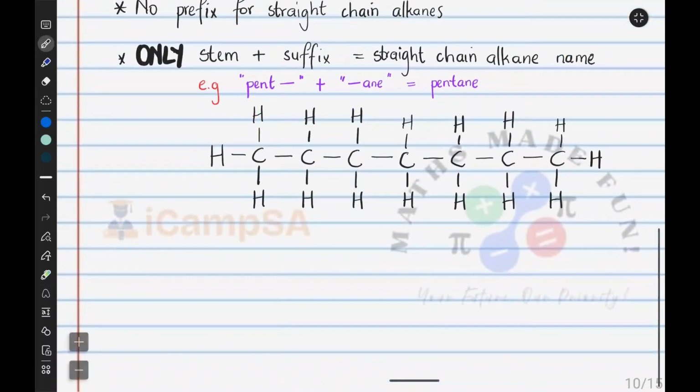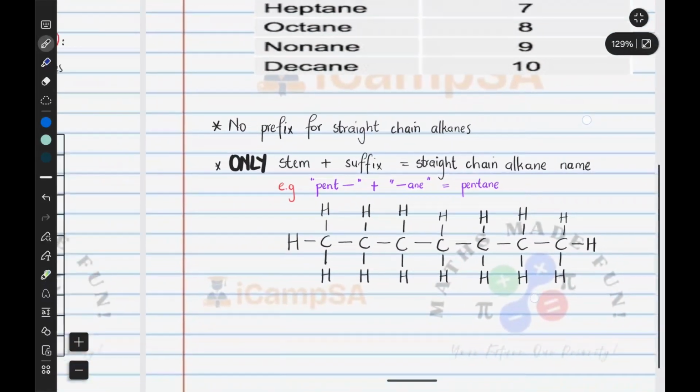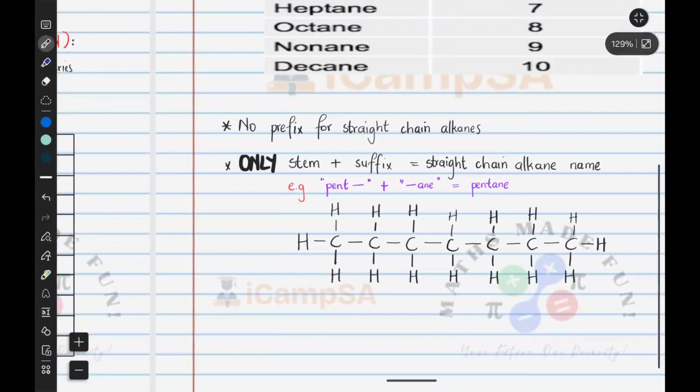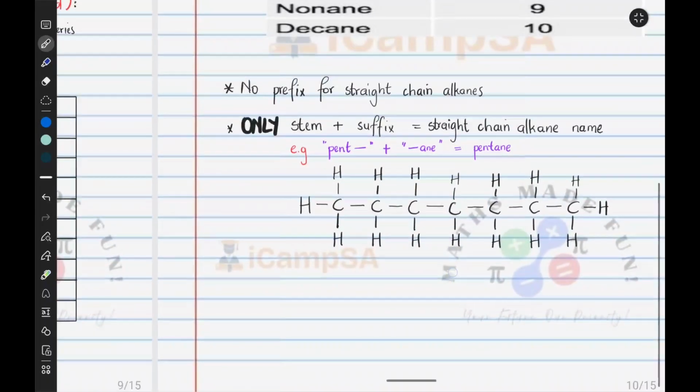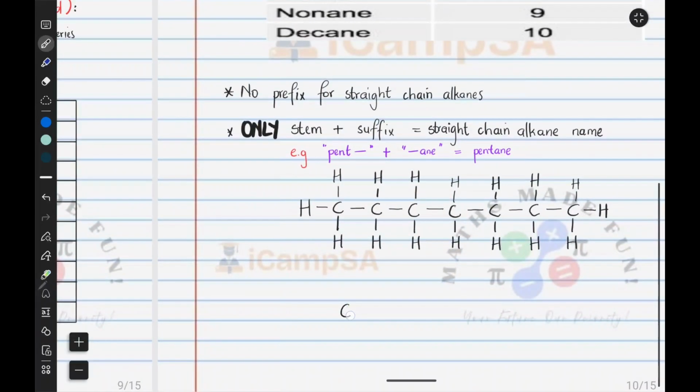Obviously if you have a fewer number of carbon atoms, it would look like that. So for methane, for instance, it would have 1 carbon and then just hydrogen atoms. This would be methane.